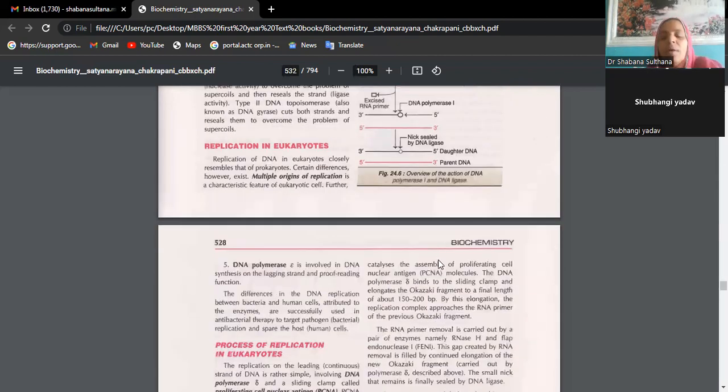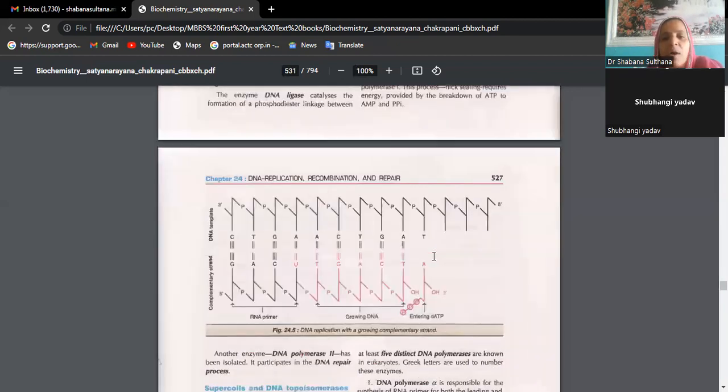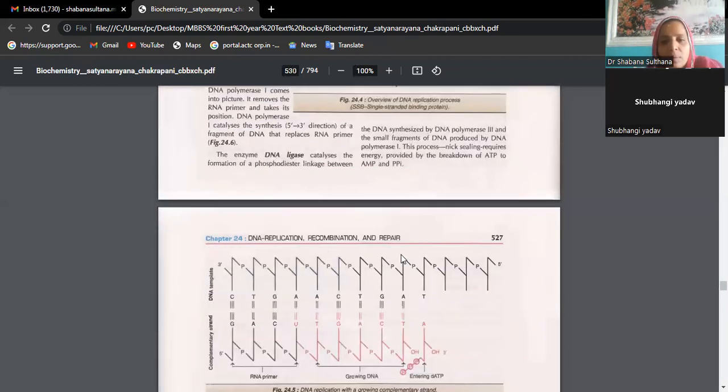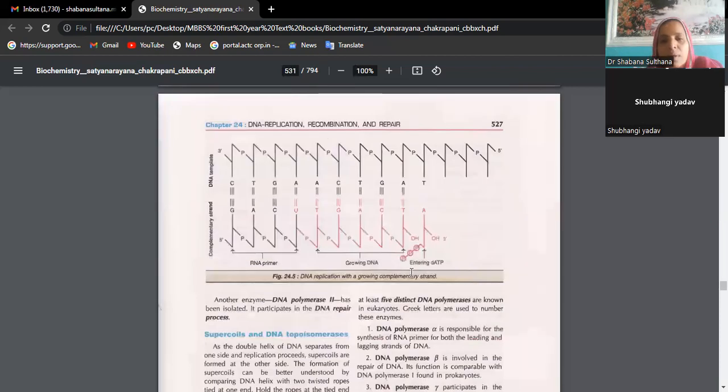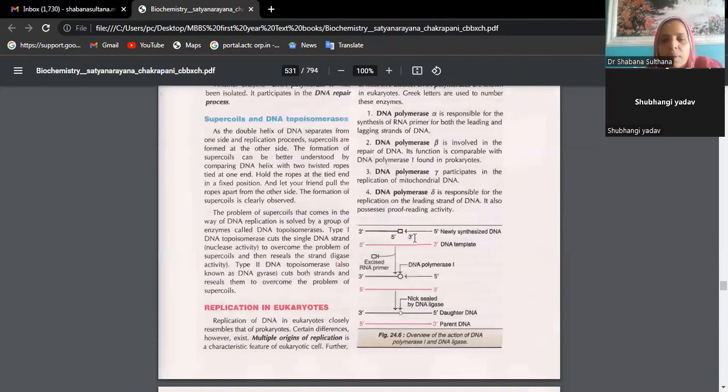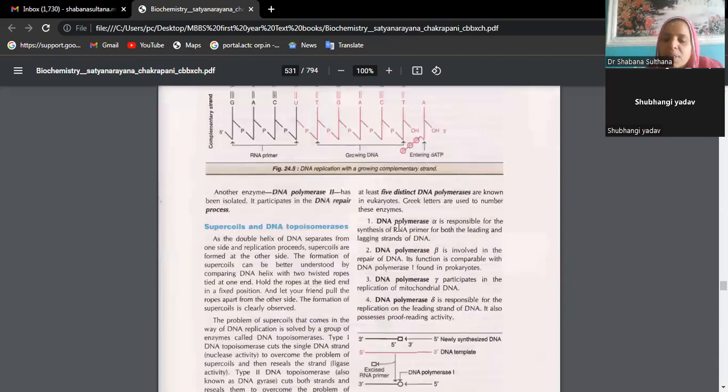Okay. Now coming to DNA polymerase alpha, what does it do? See, it is responsible for the synthesis of RNA primer. RNA primer is nothing but the same as the Okazaki piece we have seen in case of prokaryotes. Okay, RNA primer for both leading and lagging strands. I will show you in detail as we proceed, but a few words which you should understand here.